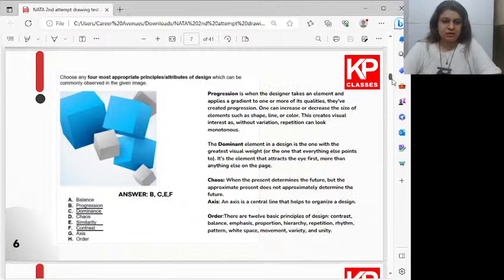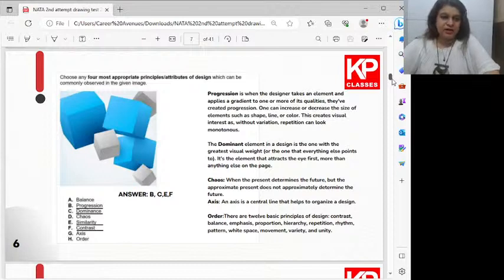Let's see what are the correct options for this particular image. So the correct options are progression, dominance, similarity, and contrast. Okay? Why contrast? Because contrast in terms of color, similarity in terms of shape. Although the size and the colors are different, the form is the same, right? Those are cubes.